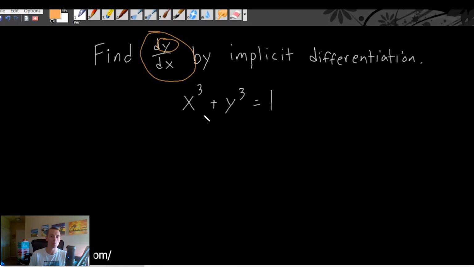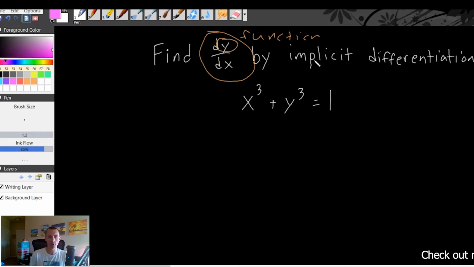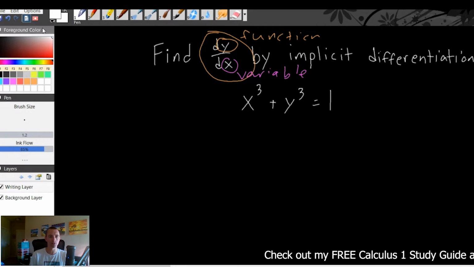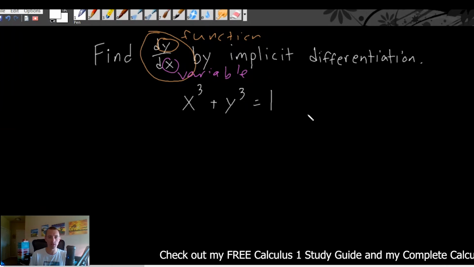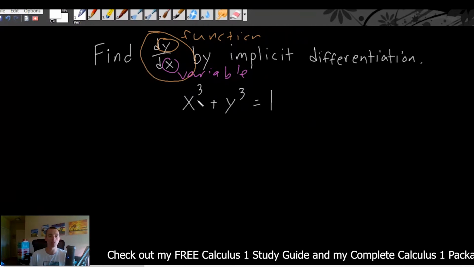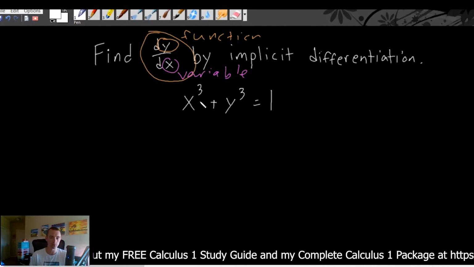So wherever you see a y in this equation, we need to treat that as a function. And whatever letter is down on bottom, that's what you're going to treat as a variable. So in this case, x, the thing that we have down here on the bottom, is going to be a variable. Okay, so essentially what we need to do is we're going to take the derivative of both sides of this equation. And as we do that, we need to treat x as a variable and y as a function.